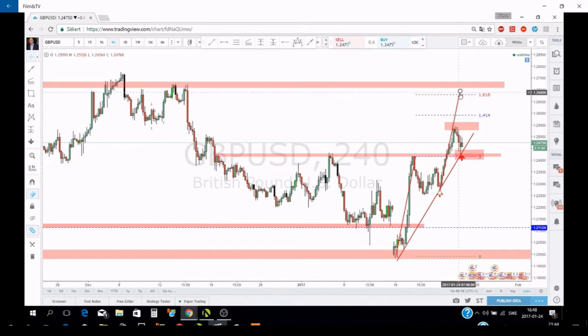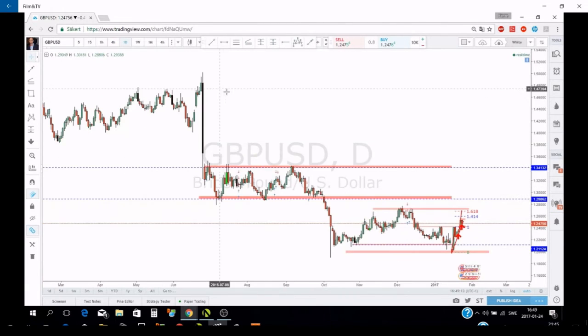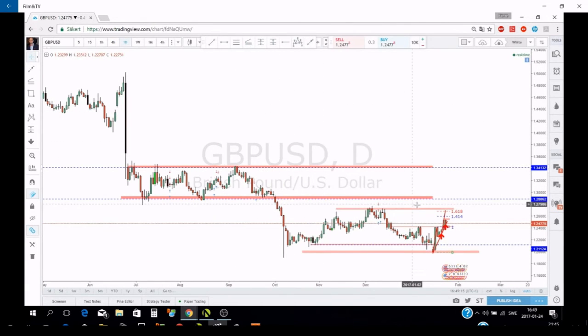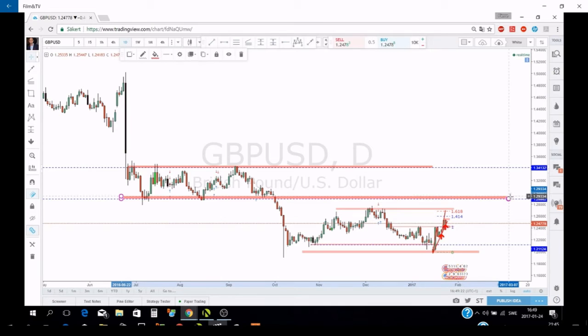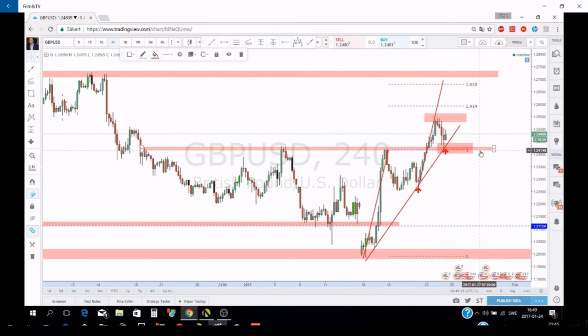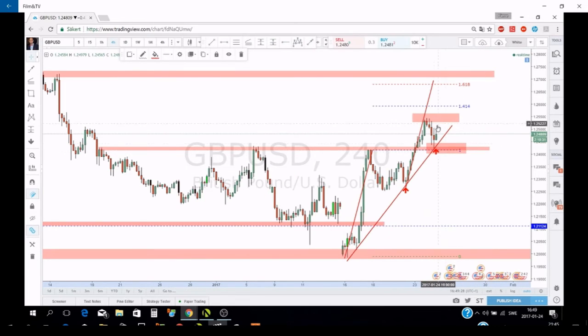So maybe a short, at least 0.38 retracement down, take profit. And if it's going to keep going up after this level, then we have a really bullish scenario ongoing here. We still have this level to watch later on, but that's very far from here. So let's just keep looking at this level.